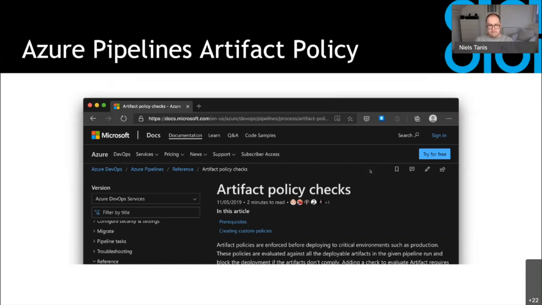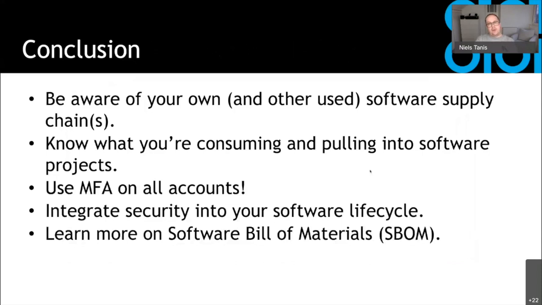So I think we're also getting close to the end, so I want to wrap up. The key thing that I want you to take away from this presentation is that you need to be aware of your own software supply chain and the stuff that you're doing, but also the things that you pull into your own supply chain, by the packages, by the tools, by relying on the hardware, all the stuff that we've seen, right? So knowing what you're consuming and pulling into your products itself.